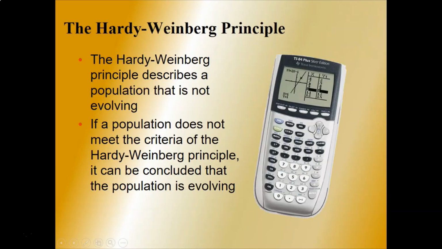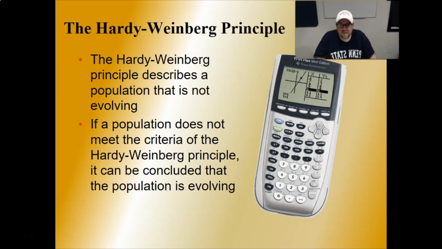So the Hardy-Weinberg principle describes a population that is not evolving. Hardy and Weinberg came up with this idea of how evolution would not happen. If a population does not meet the criteria of the Hardy-Weinberg principle, it can be concluded that the population is evolving. So obviously, we are evolving, right? But what Hardy-Weinberg is trying to show is that if you're not evolving, here's what has to happen. Let's take a look.